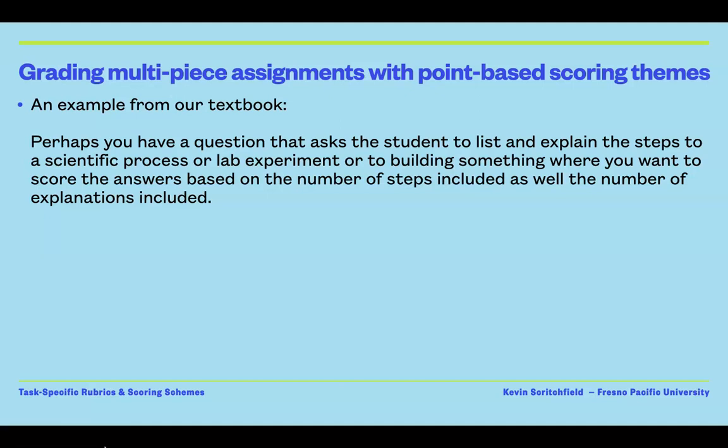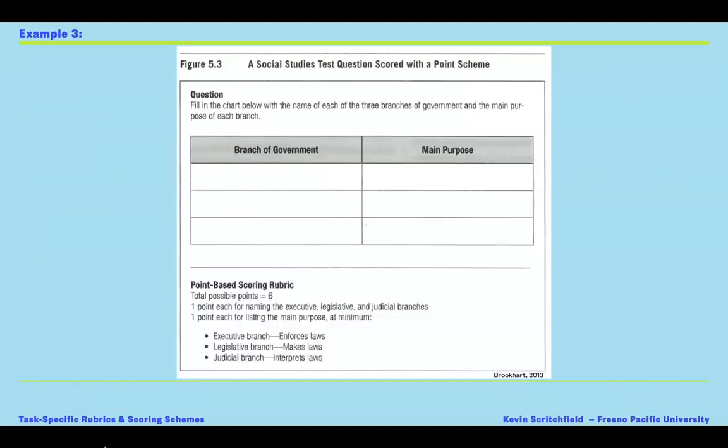And so we want to have a point-based scoring scheme built into our task-specific rubric. One of our examples, again from our book, is the social studies question that has to do with listing out the branches of our federal government and what their purpose is. It could be a fairly basic answer here. You're really just going to list a couple words in each part of this table in order to get a correct answer. And then the point-based rubric is down below, where since there are 6 boxes, it's worth 6 points and you get 1 point for each.